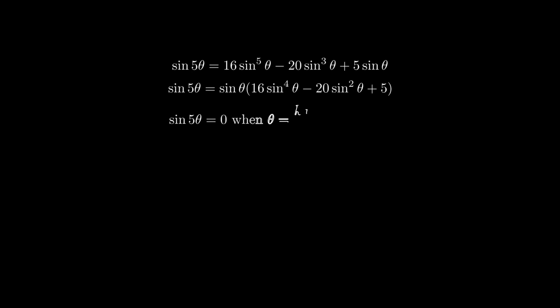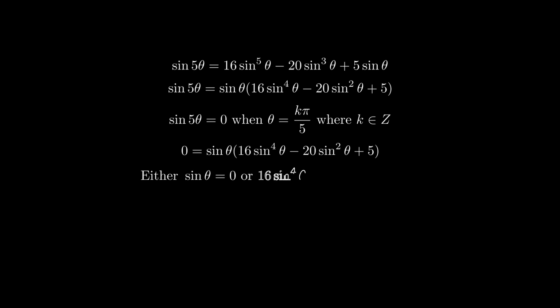Now, this equation goes to 0 when the sine of 5 theta goes to 0. The sine of 5 theta goes to 0 when theta is equal to k times pi all over 5. Basically, the sine of an angle goes to 0 whenever that angle is 0, pi, 2 pi, 3 pi, etc. Now, because we have 5 theta, we're then going to divide that by 5. So it's some multiple times pi divided by 5. Then solving this further, we know that 0 is equal to sine theta times 16 sine to the 4 theta minus 20 sine squared theta plus 5.